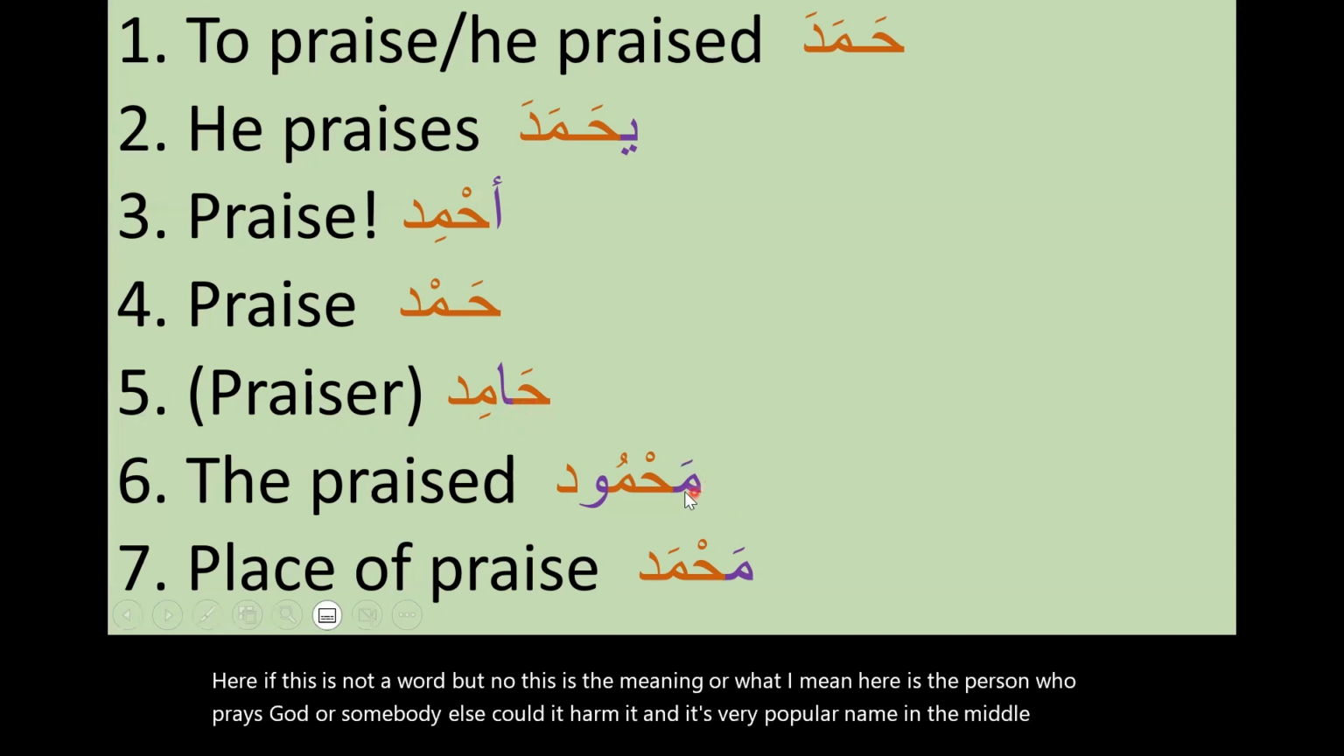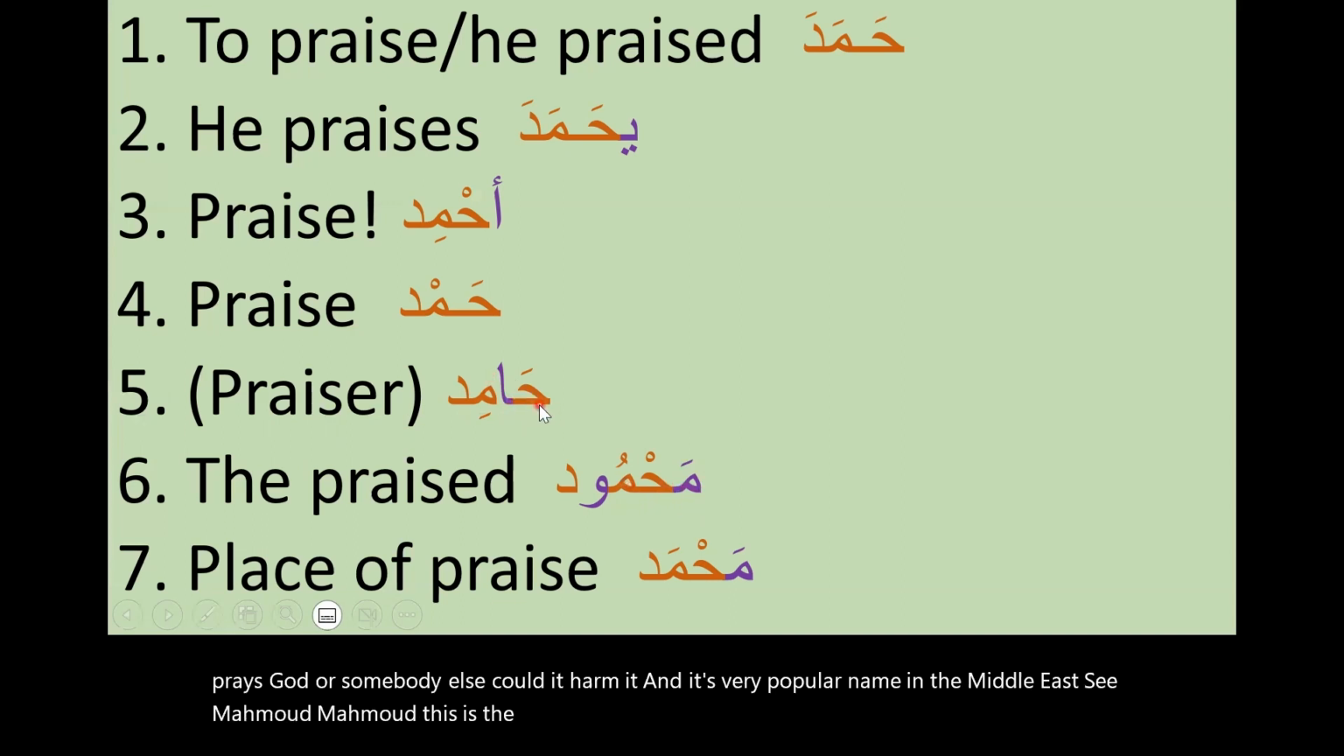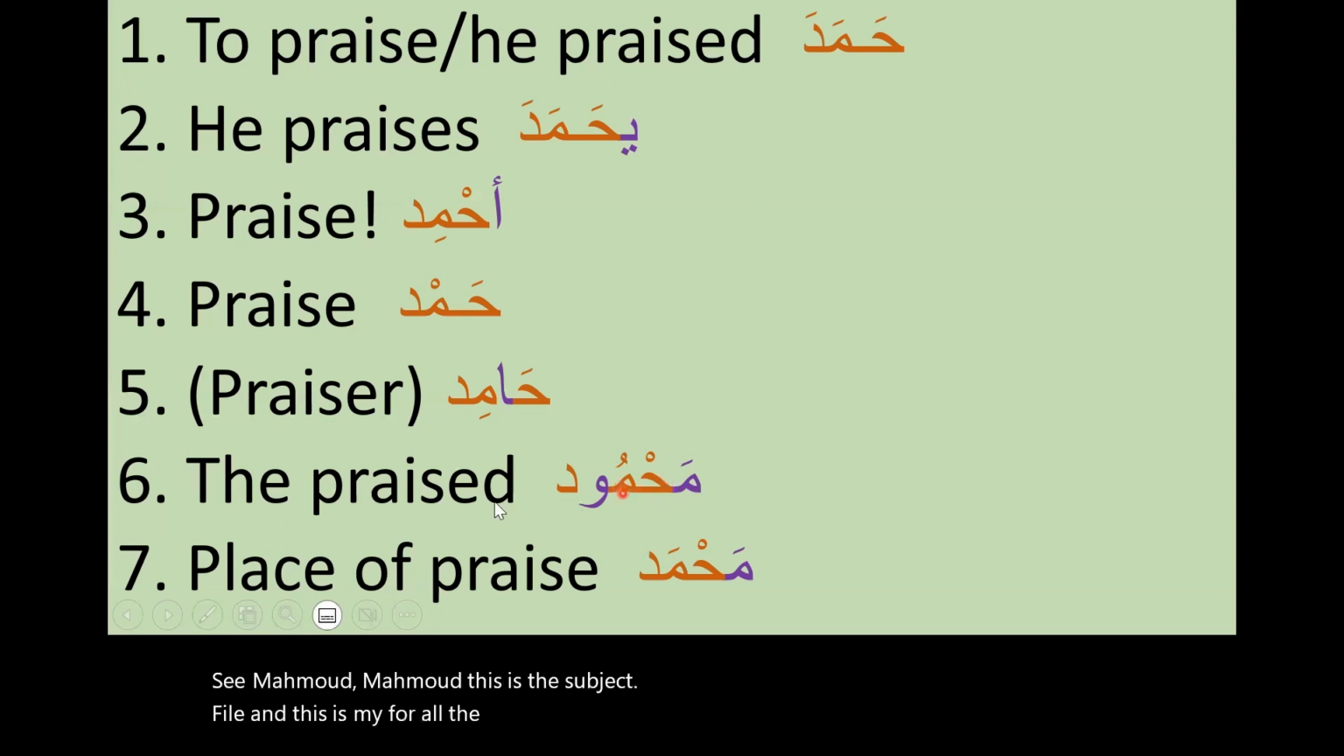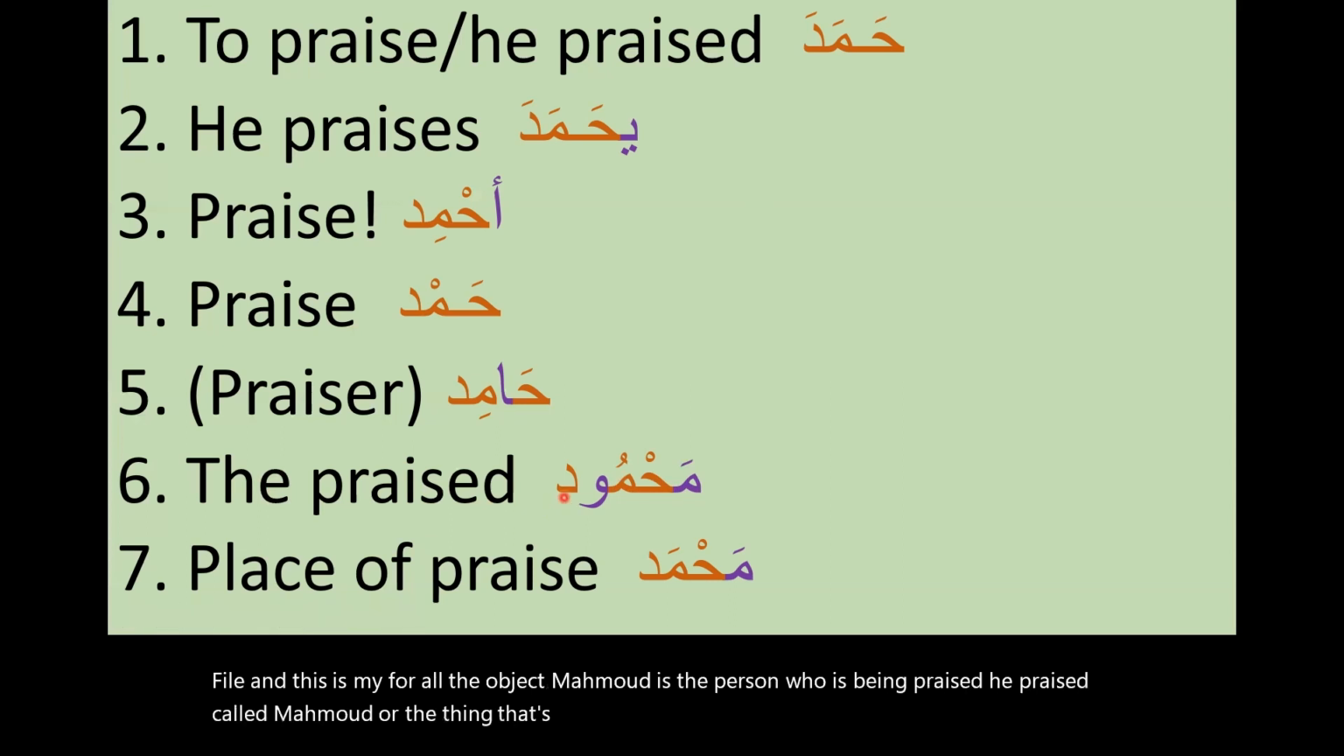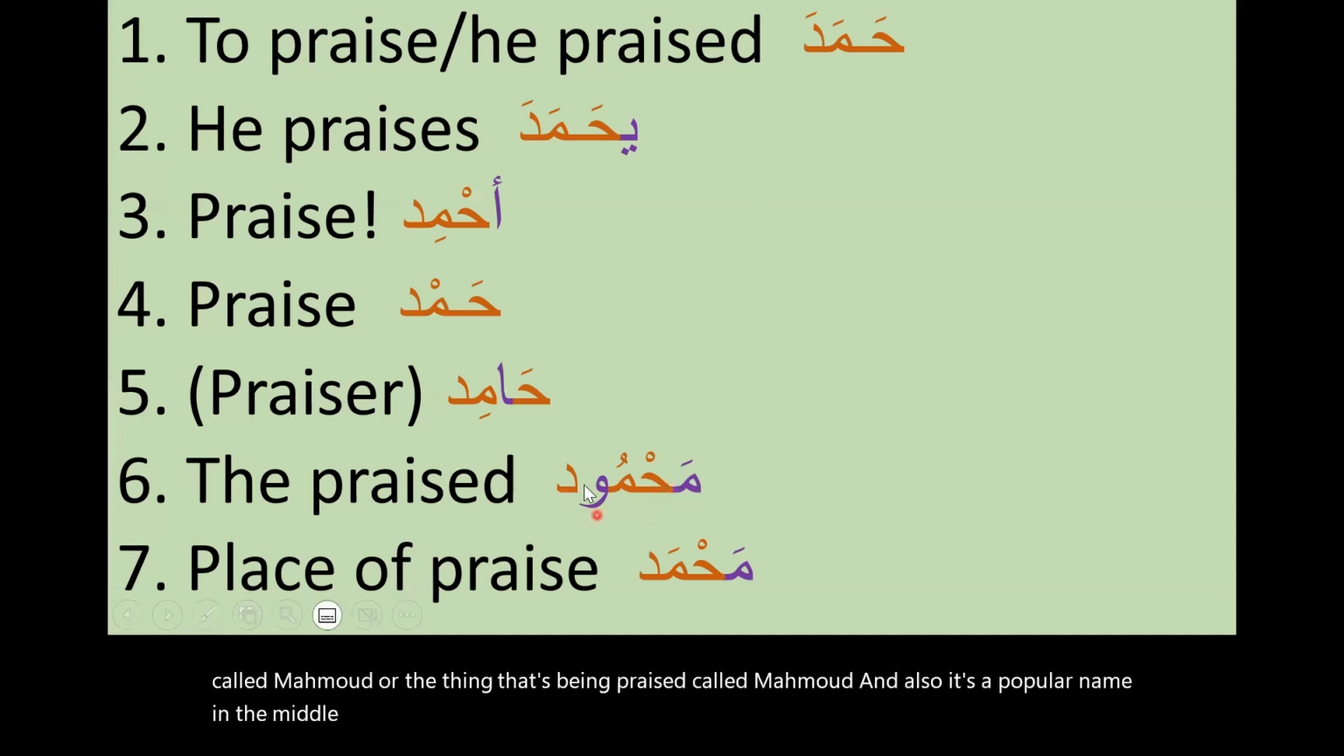See, Mahmoud. This is the subject, fa'il, and this is maf'ul, the object. Mahmoud is the person who is being praised, called Mahmoud, or the thing that's being praised. And also it's a popular name in the Middle East, Mahmoud, the praised.